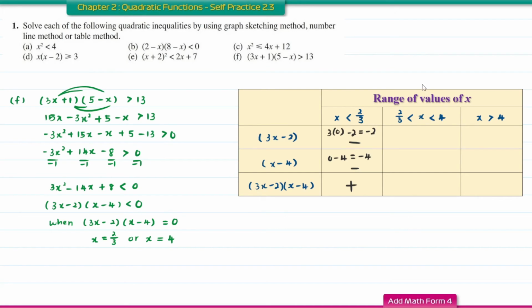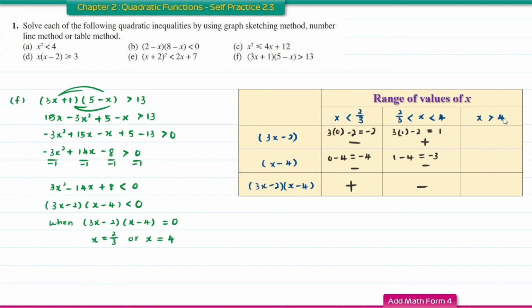For this part, x is greater than 2 over 3 and less than 4. So I'm going to choose the number 1 and fill it into the brackets. So 3 times 1 minus 2 is equal to 1, a positive answer. And for this one, 1 minus 4 is equal to negative 3, a negative answer. So when these two brackets multiply each other, you're going to get a negative answer, which is less than 0.